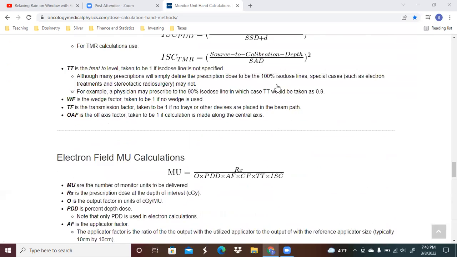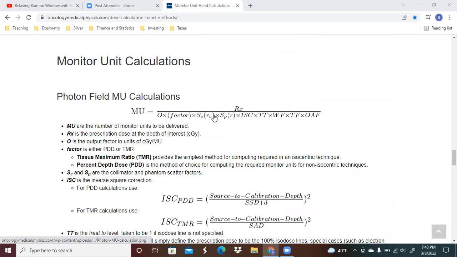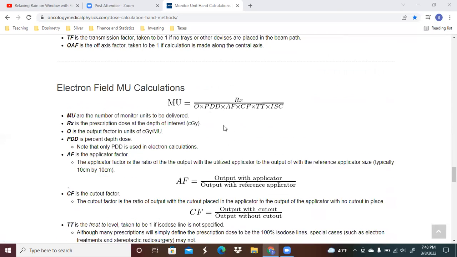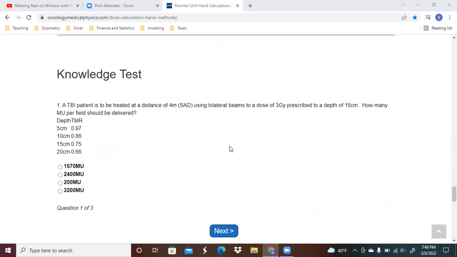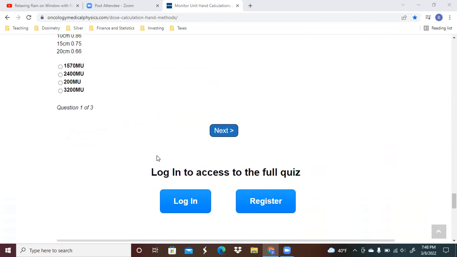Electrons are a little easier. If you can do the photon stuff without even really thinking about it so much, then the electrons shouldn't be that much of a difficulty. You even have a knowledge test down here, which you can kind of go through and work through if you would like to.